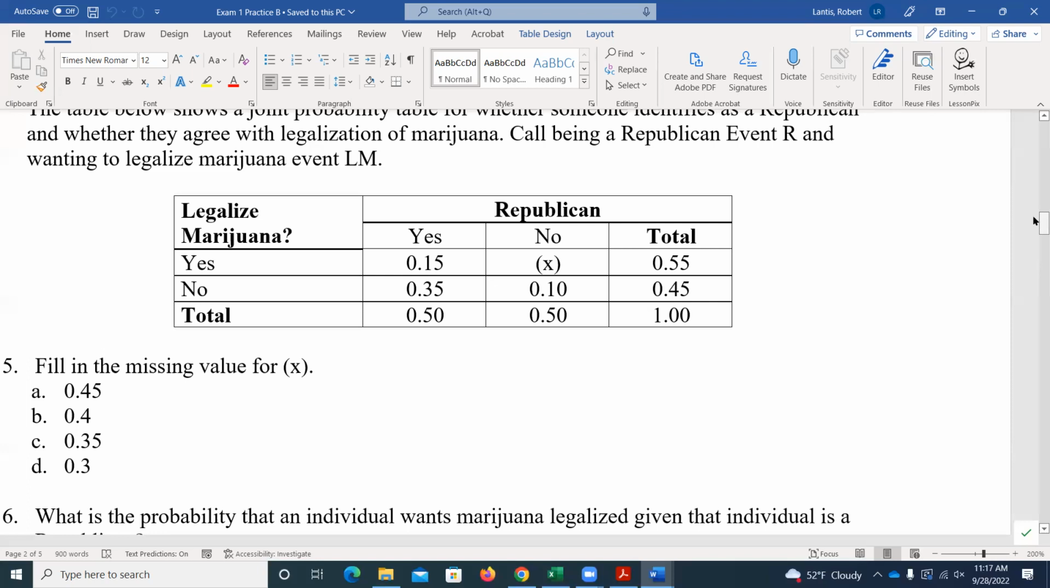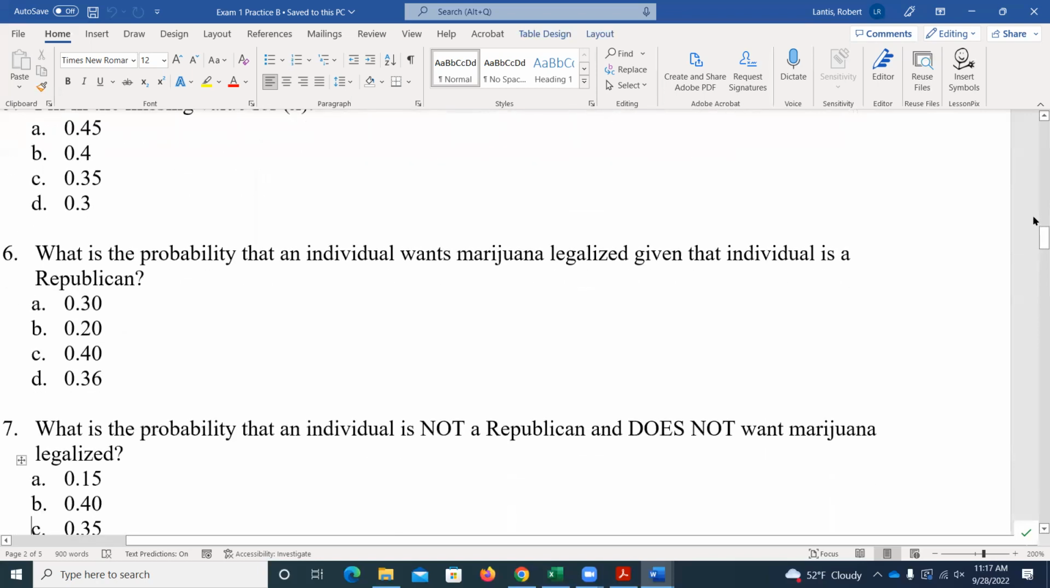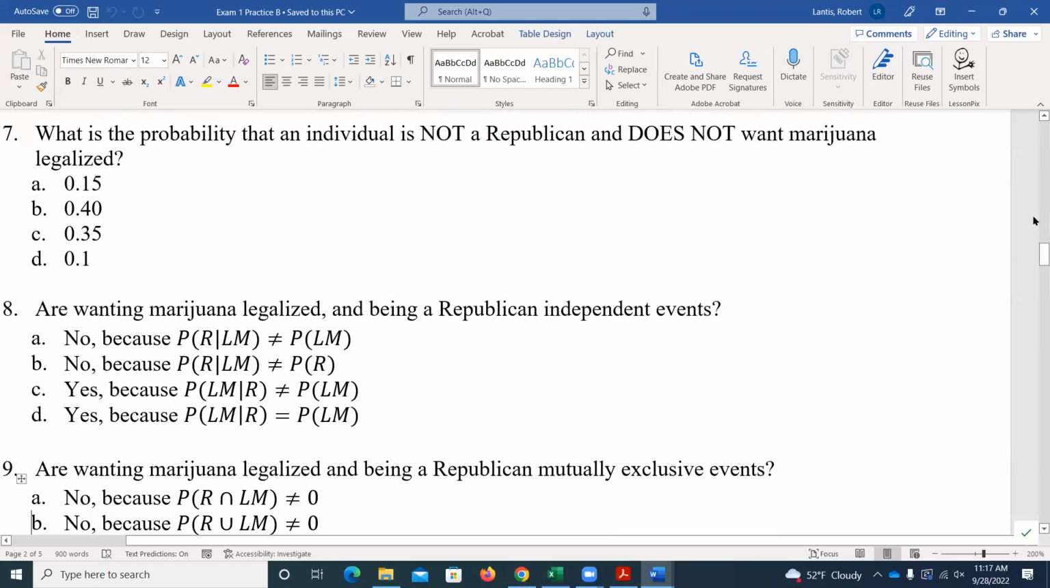Okay. So if we're going down here, this would be that no, they're not independent, right? We found these two things aren't the same. So no, they're not independent events. And then from there, one way to check is, if I'm looking at completely different events, that doesn't tell me anything. Here I'm looking at the probability of wanting marijuana legalized and the probability of being a Republican. I need to match up those events, comparing the conditional probability of being Republican to the unconditional probability of being Republican.